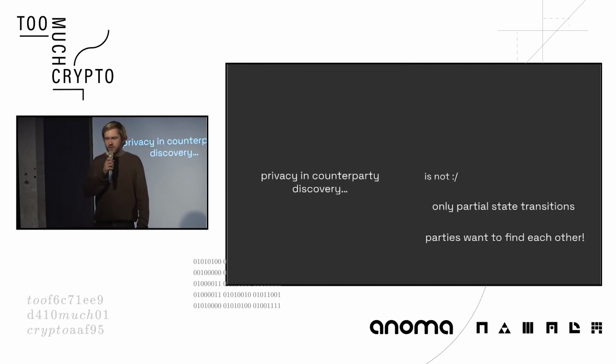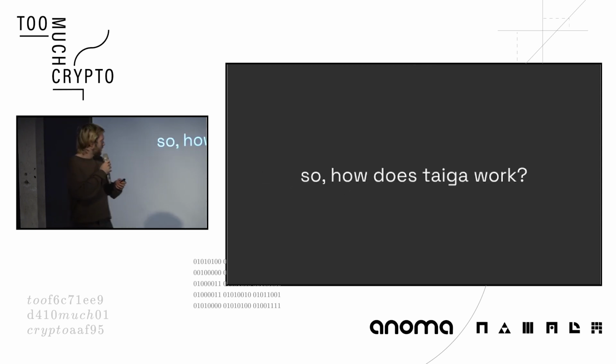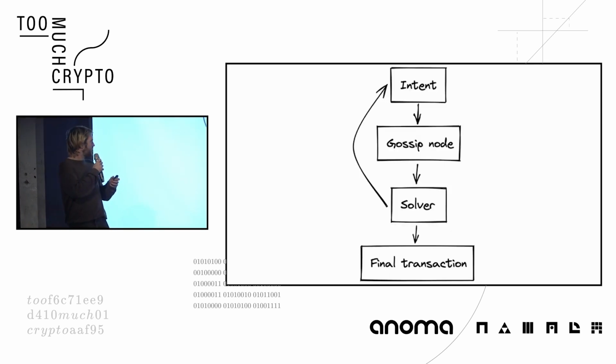Privacy in counterparty discovery is not easy, because in order to find your counterparties when you don't know who they are, you must reveal some information. If we want privacy, we need to find the exact point: reveal as much information as you need to find your counterparties and no more. So with Taiga, how does this work? Here we come to the diagrams. All of these diagrams were made by Yulia, who's sitting in the audience. Thank you, Yulia.